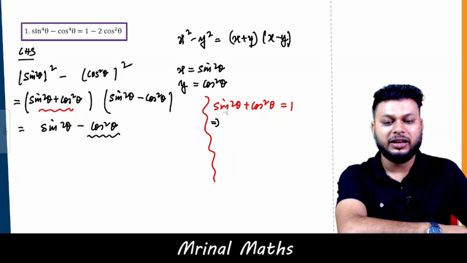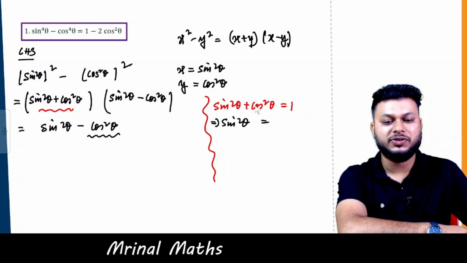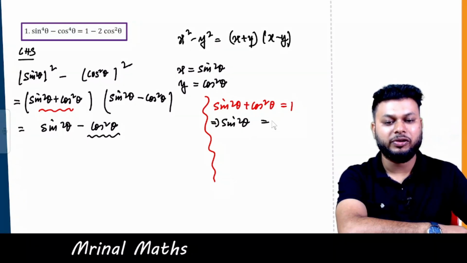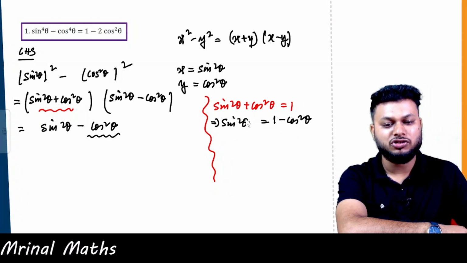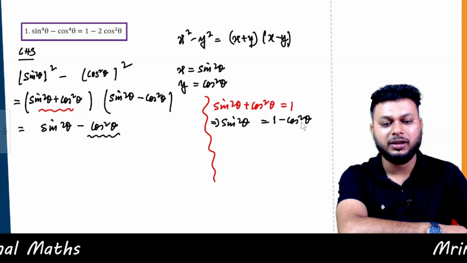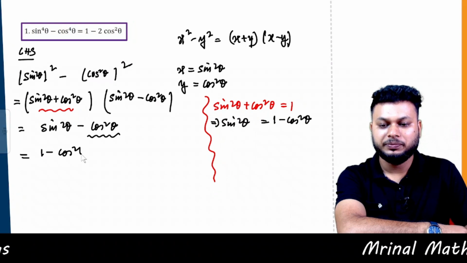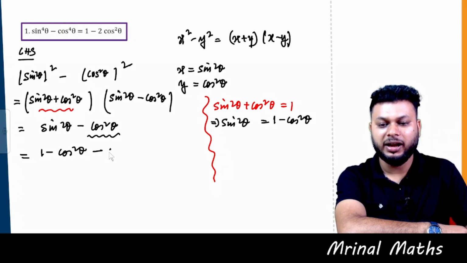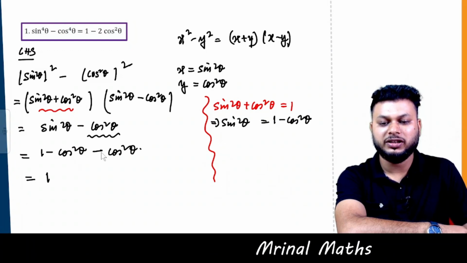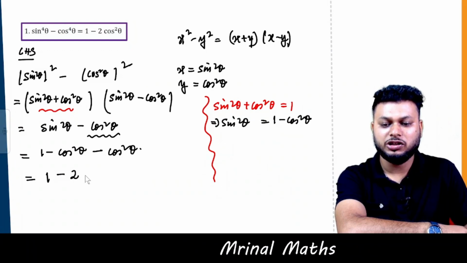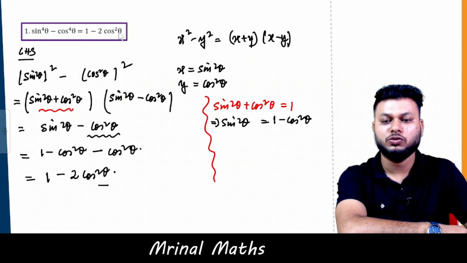You know that keeping sine square theta at the left hand side, if you transfer cos square theta to the right hand side, you can write 1 minus cos square theta over here. So in place of sine square theta, it can be substituted with 1 minus cos square theta. See, I am writing this. Minus, you already had cos square theta. So you see 1 minus cos square theta and minus cos square theta become minus 2 cos square theta. This is what they were asking us to prove, 1 minus 2 cos square theta.